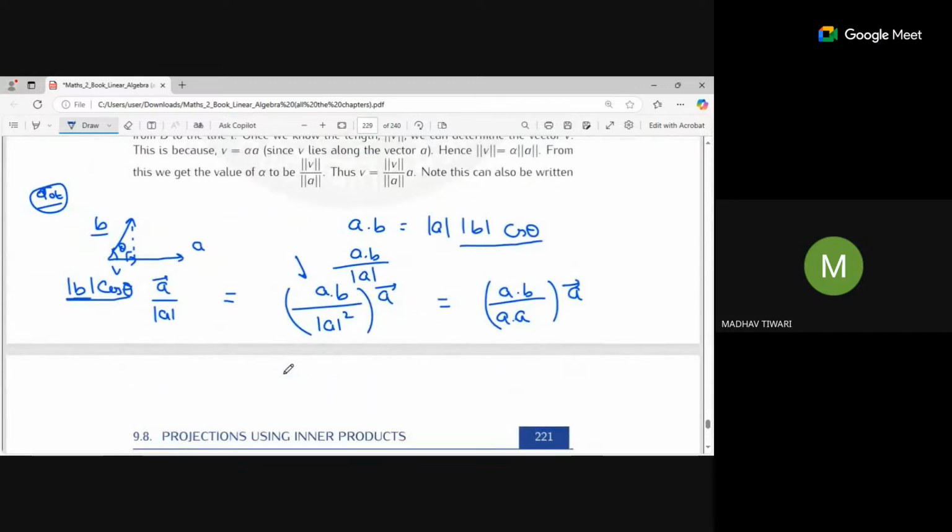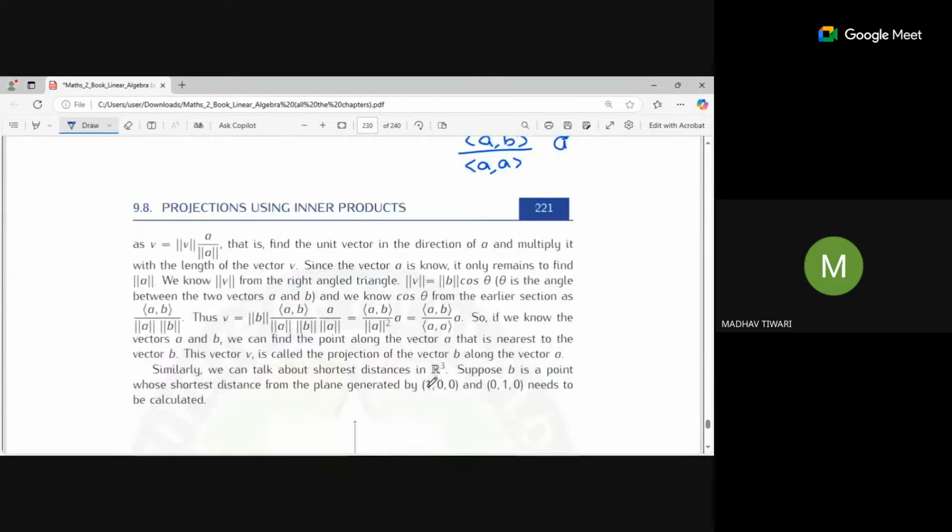This is using the dot product. If we are having an inner product, you can directly say it will be the inner product of A and B divided by the inner product of A and A, times vector A. This will be the projection using the inner product. Okay.